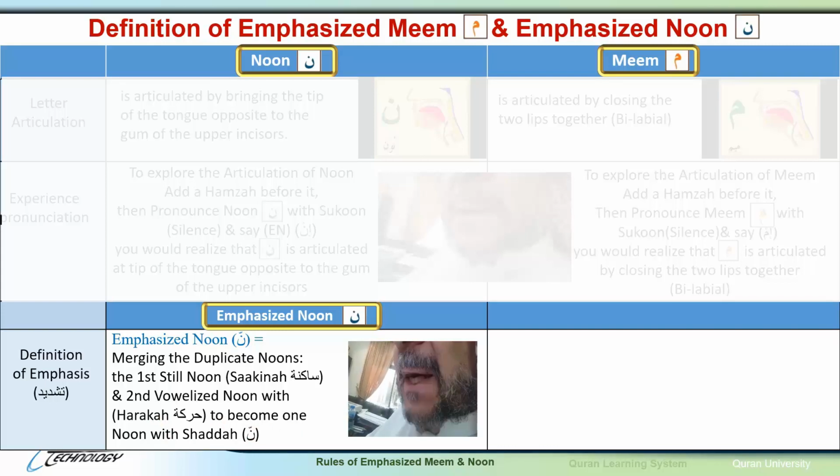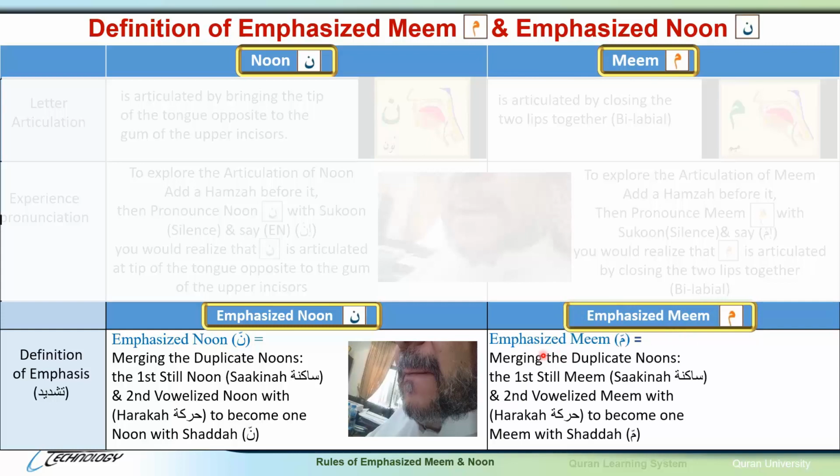And as for the emphasized meem, the same thing applies. Emphasized meem, meem with shadda, is basically a still meem, meem sakina, meeting a second vowelized meem with haraka, either a fatha or a dhamma or a kasra, to become one meem with shadda, meem with shadda. Listen.